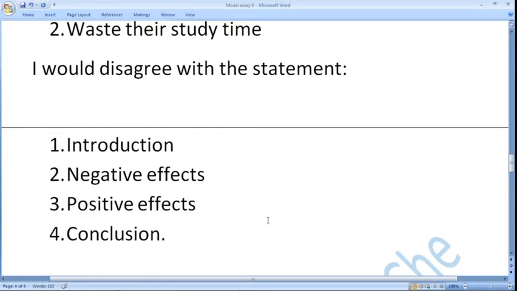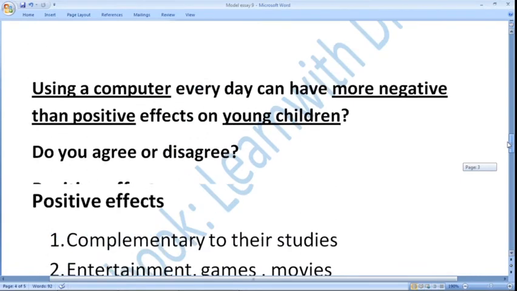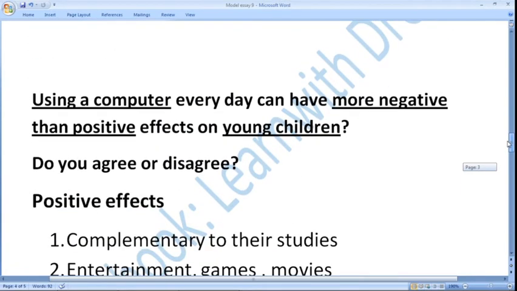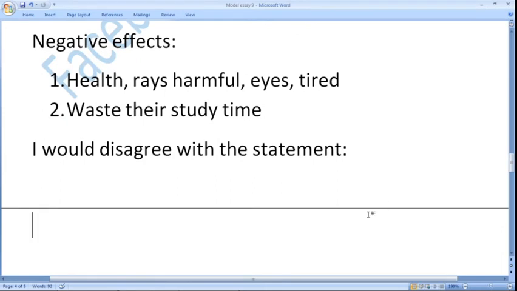So positive effects would be here in the second point, and then you would go for the conclusion. This is how we would plan our essay. So let us start with the introduction. The introduction would be similar to the discuss both sides and give your opinion essay. Background statement, number one, and then we would go for although or while and the opposite opinion, then my opinion. So this is how we would write.